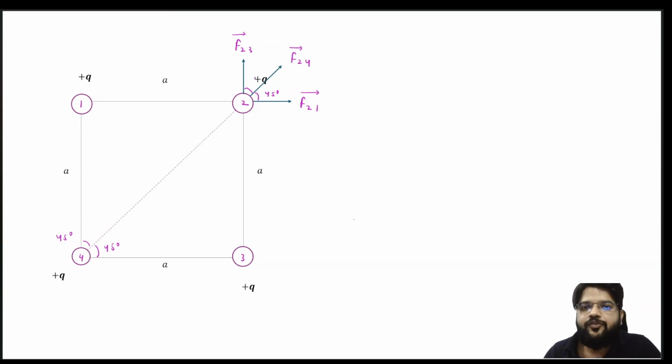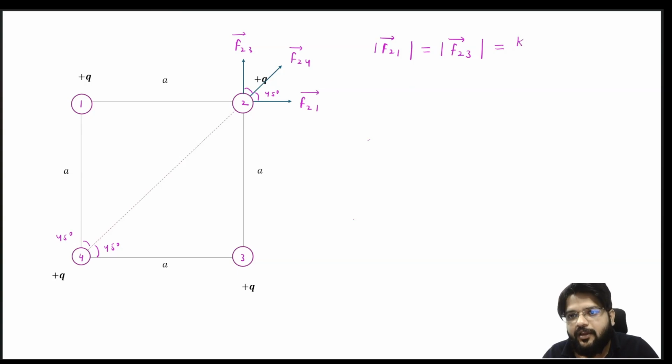If I look at the magnitude of F21 and F23, the magnitude is the same, everyone, because the separation between the charges is the same and the magnitude of charge is also the same. So magnitude of F21 and magnitude of F23 is the same, correct? Now if I write the magnitude of F21 and F23, it can be written as what? It is K, charges are Q here, so KQ square, and the separation between the charges is A, so KQ square by A square. This is the magnitude of force.